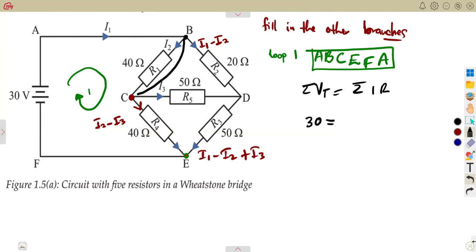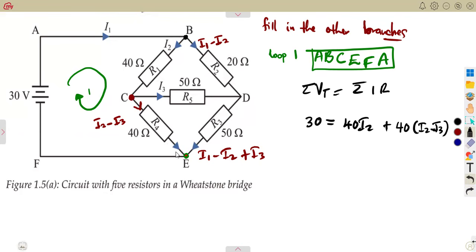Are we moving in the same direction of our loop? Yes, the current is moving in the same way. So that'll be a positive. So that's 40 times I2. We are moving in the same direction of our loop. Okay? You move on from C to E. The current is moving in the same direction of our loop, the way that we've taken our loop. So it's a positive again. That's 40 times the given current, I2 minus I3. That's our current there.